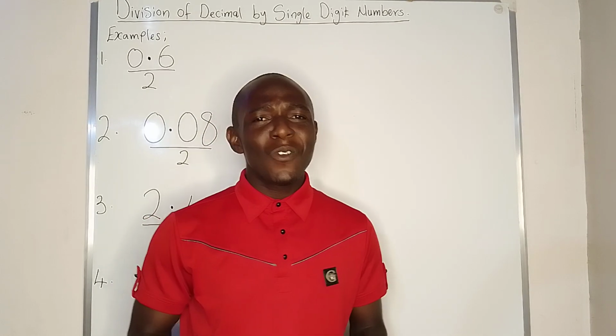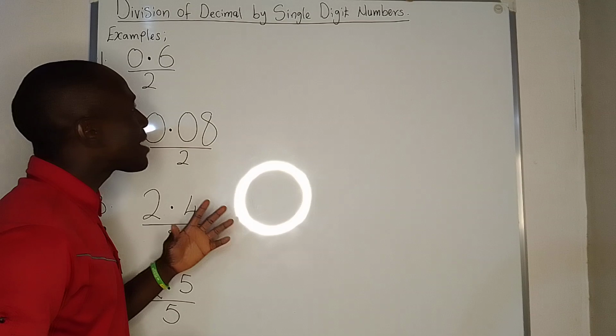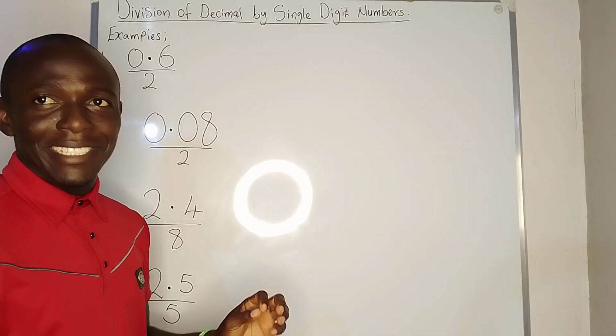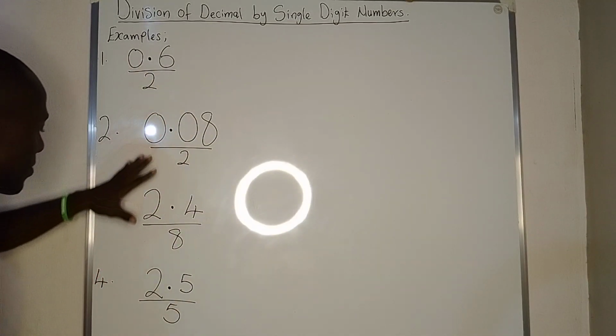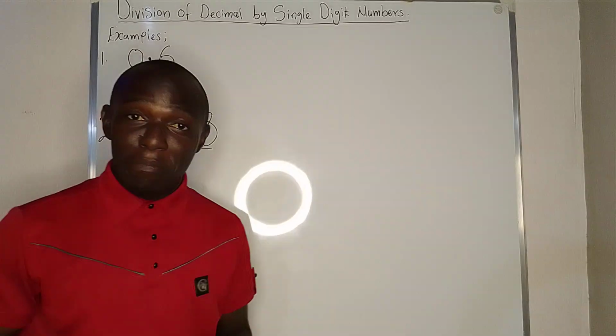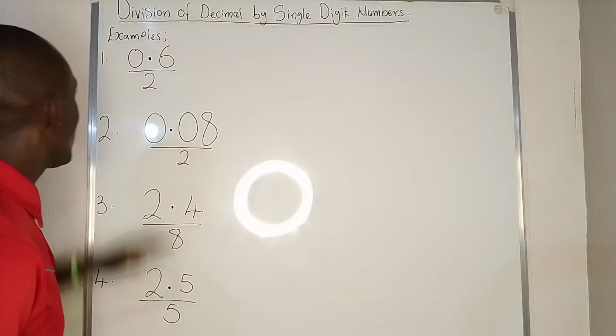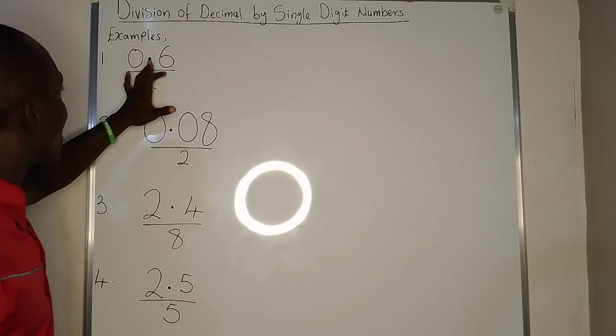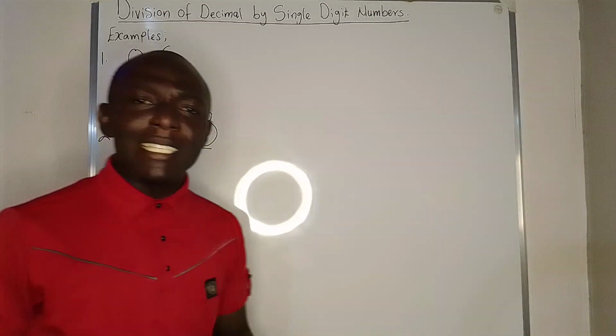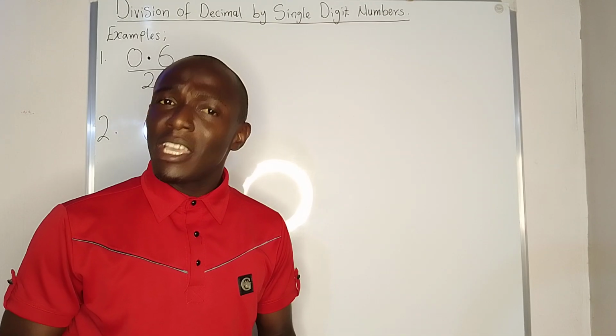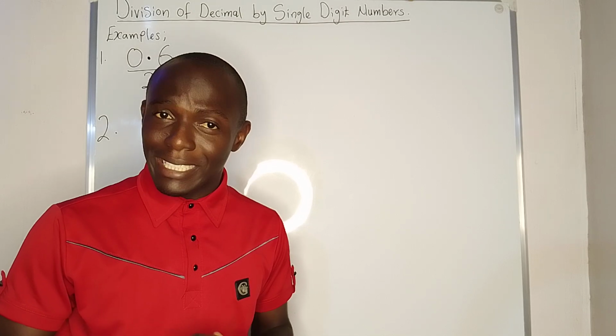In this series, we'll be looking at how to divide a decimal number by a single digit. And we have so many examples on the board. And we'll start with number 1. Number 1 question says 0.6 divided by 2. To divide this number is very simple as long as you follow me step by step.